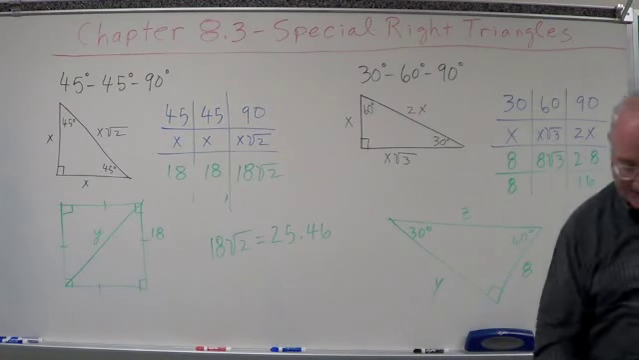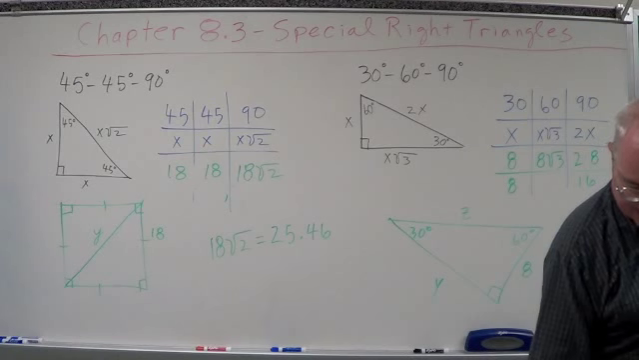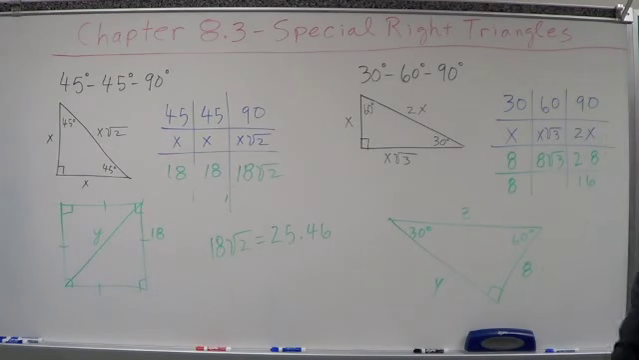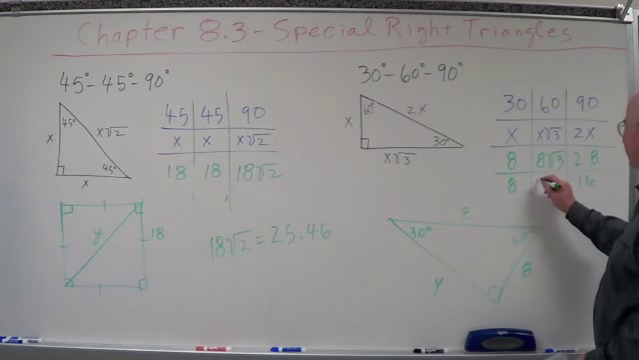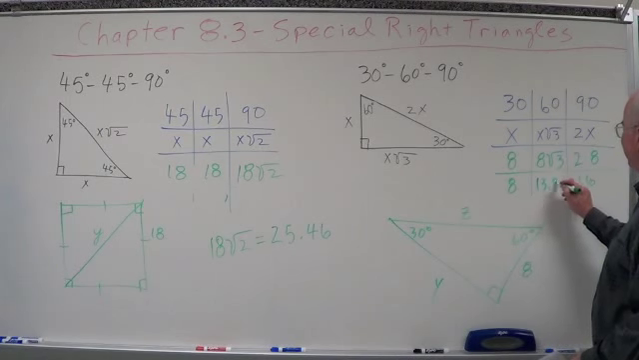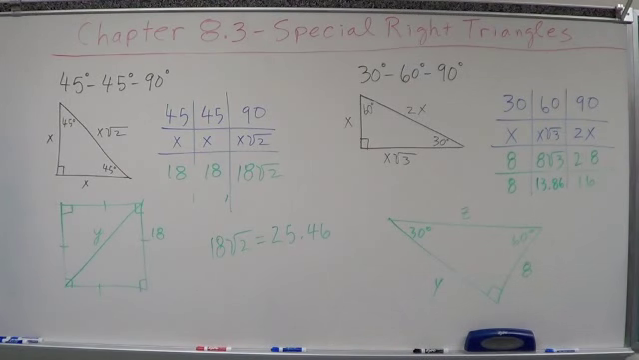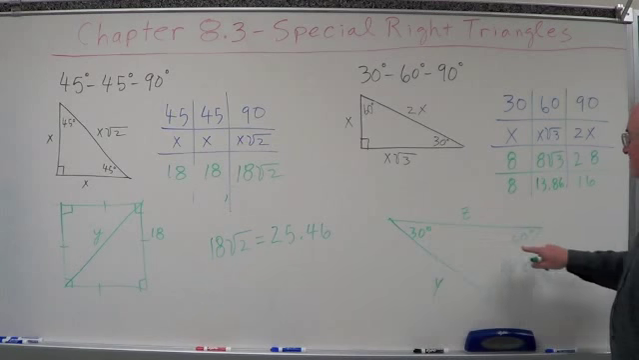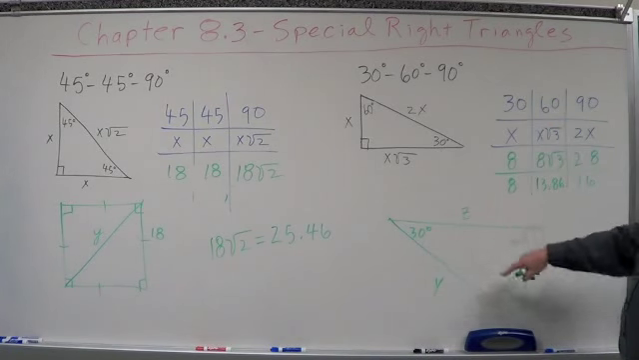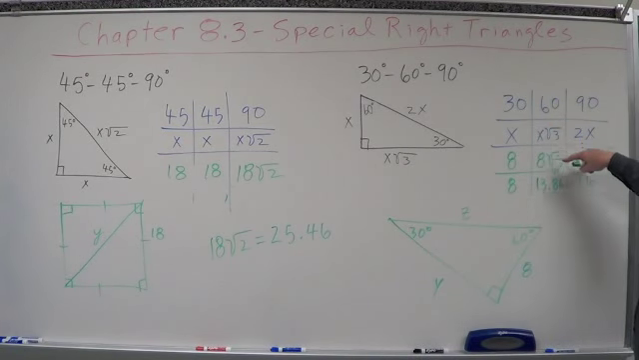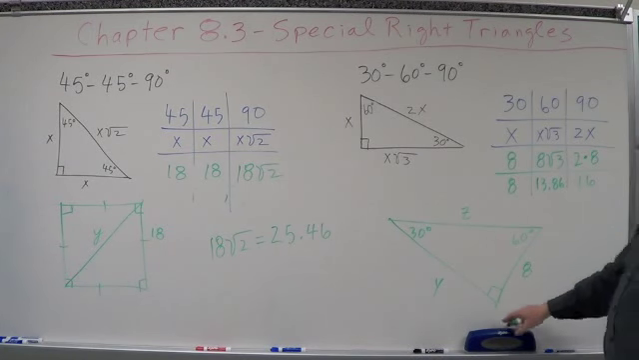I can do that one in my head. Square root of 3 times 8 is 13.86. Okay? Pretty simple. Across from the 30, what do I do with it to get there? Square root of 3. What do I do with it to get there? Multiply it times 2. Okay?